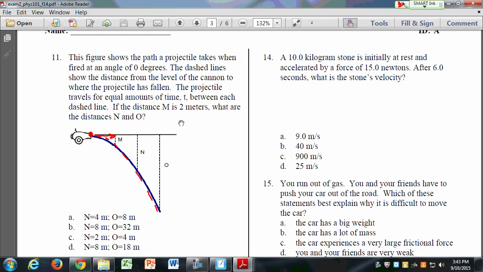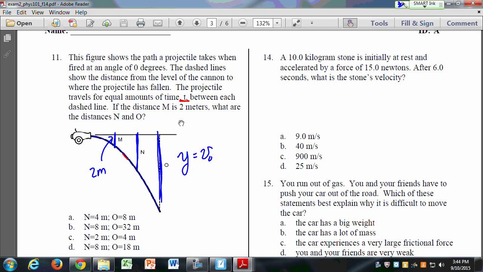In each interval here, m, between n and o, is an equal time t. All right, so I have a time t that goes through here, a time t that goes here, and a time t that goes through here. Now, if the distance m is 2 meters, so this distance is 2 meters, what is the distance n and what is the distance o? I want to know this distance and this distance. Now remember, we're looking at what displacement, the x or the y displacement? I'm looking at the y displacement.